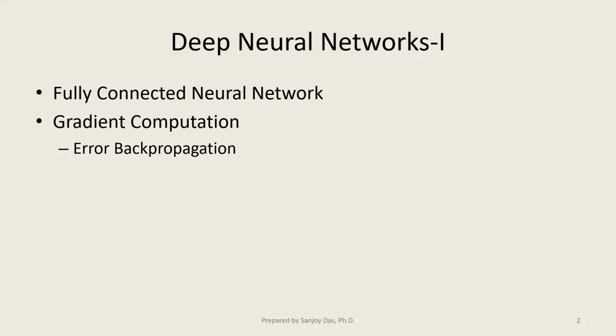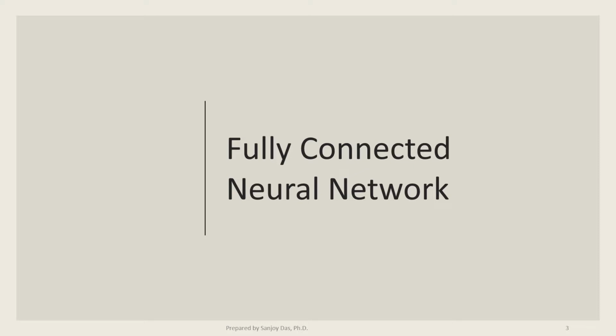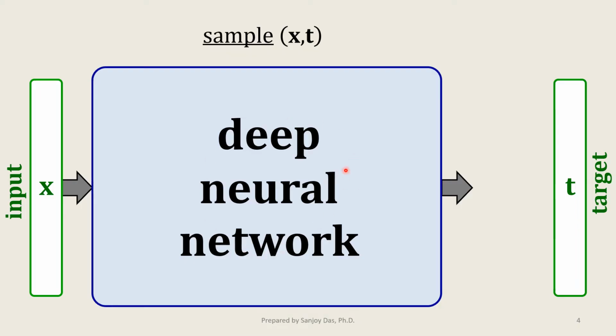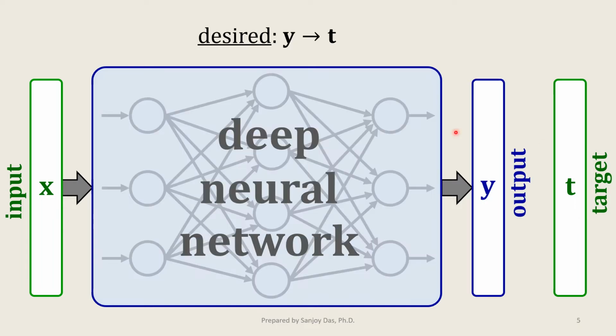These are the contents of today's lecture: fully connected neural networks and then gradient computation. So this is a neural network, this box here, and it's presented with this sample x comma t. X is the input vector and t is the target vector. And the actual output of this neural network when its input is x is this vector y. And it is desired that y be as close to the target t as possible.